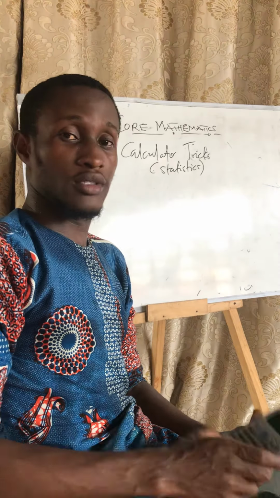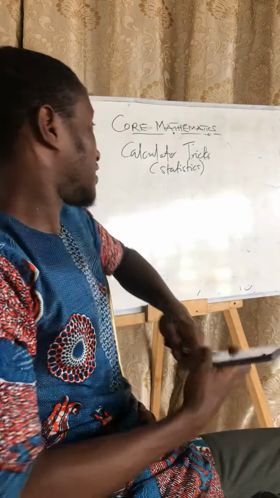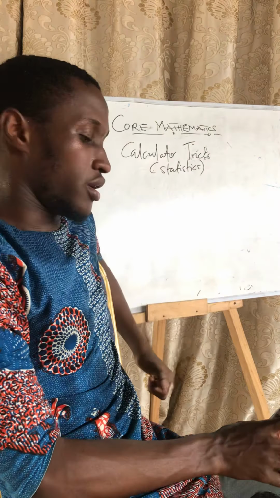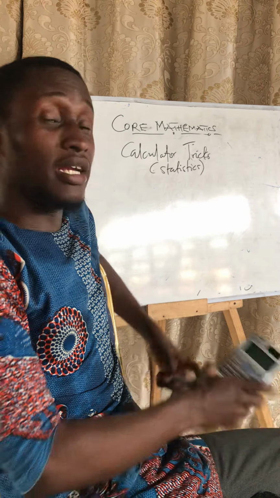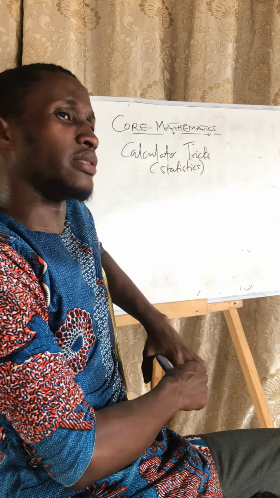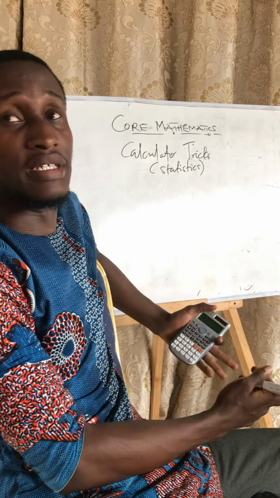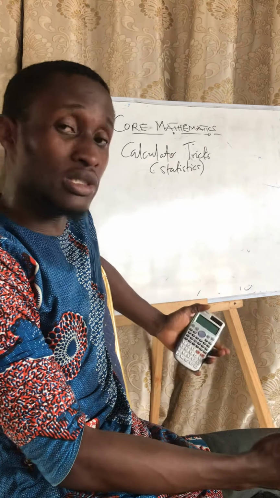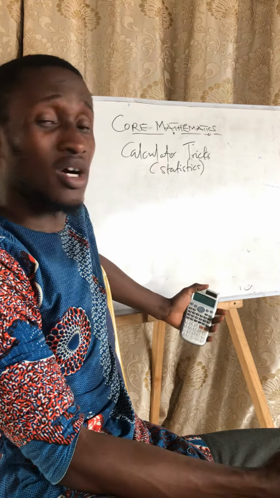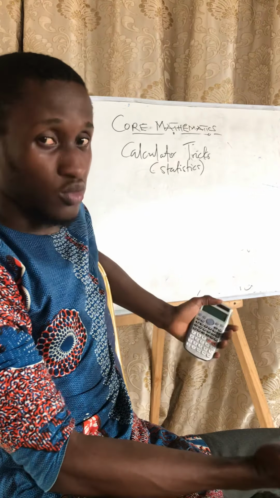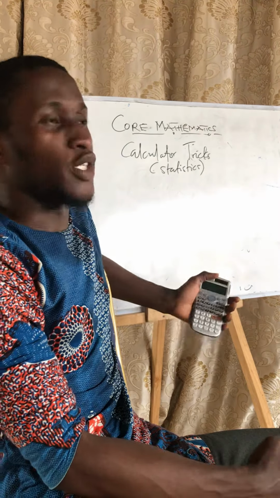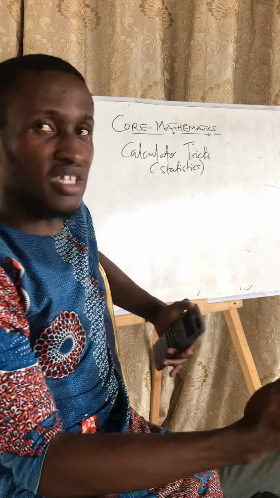Okay, so today I want us to go through calculator tricks for statistics. Normally the questions that may come in statistics, they may ask you to find the mean, the standard deviation, the variance, the mode, the median, the quartiles, the first quartile, third quartile, and sometimes they may ask you to find the assumed mean, the mean deviation.